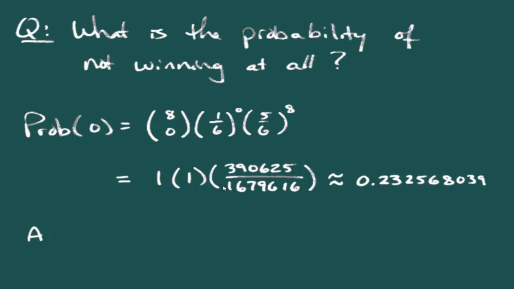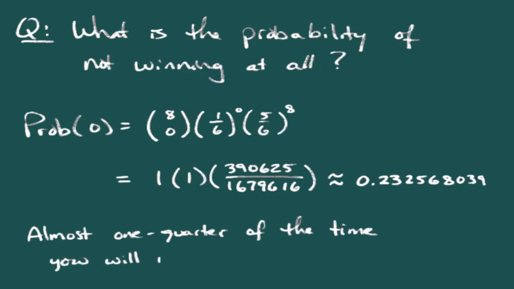390,625 over 1,679,616, or really a decimal that's approximately 0.232568039. And so what we can take away from that is almost 1/4 of the time that we're playing this game 8 times, we will never ever win at all.